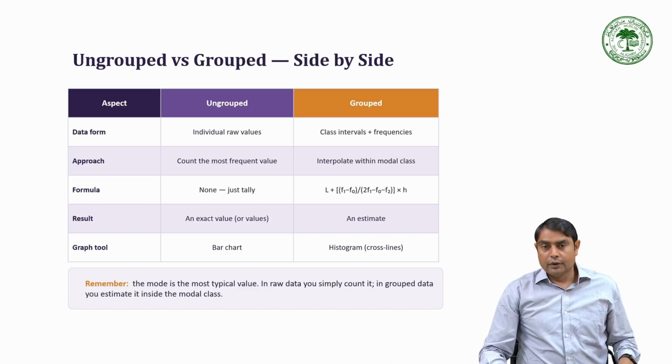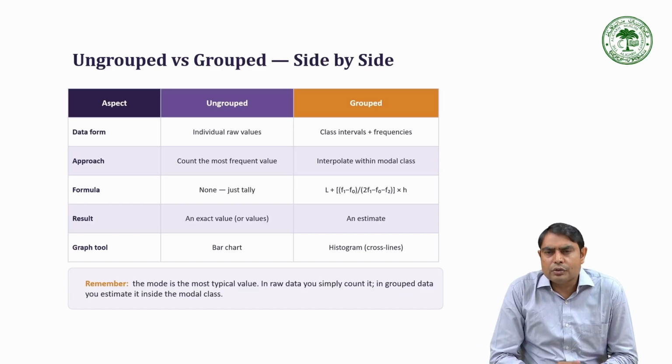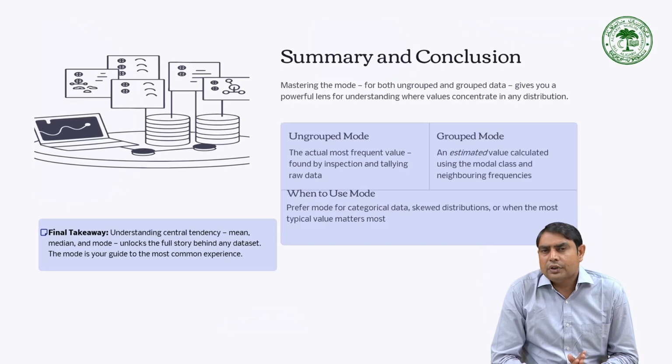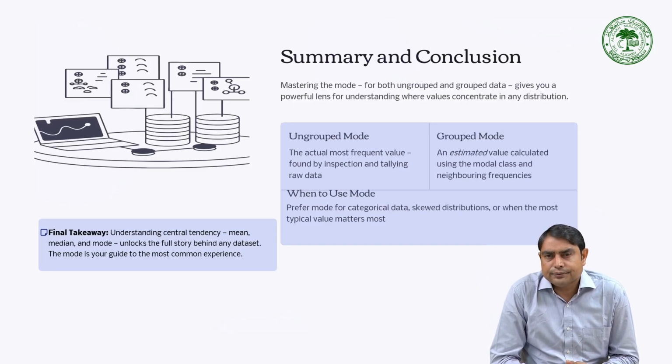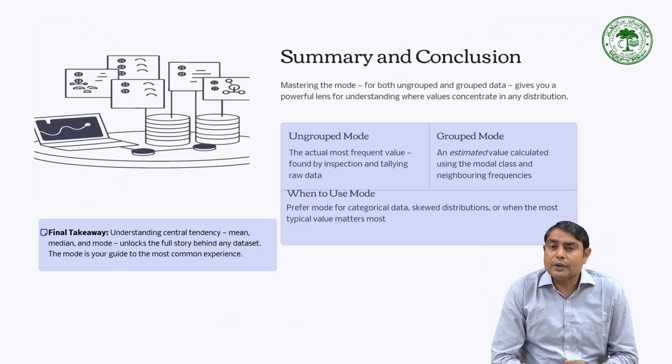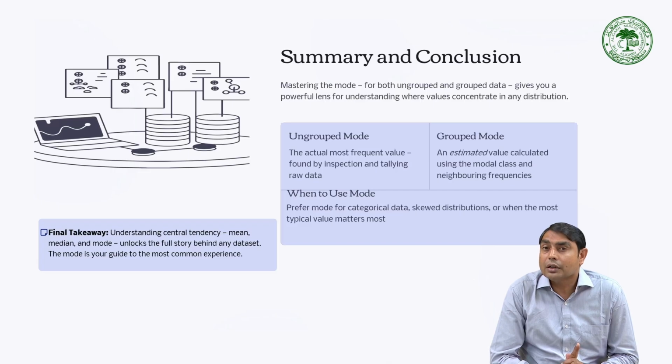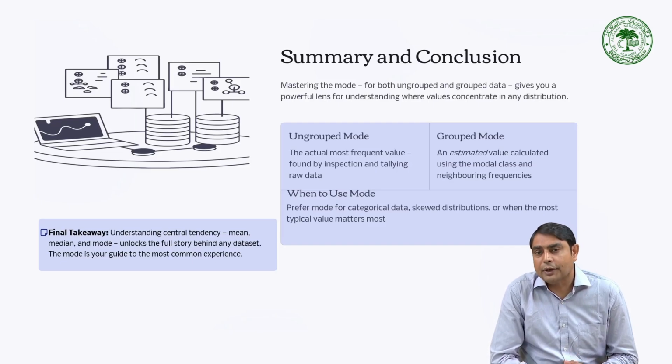Okay, so let's zoom out to when the mode is the right tool. Three quick checks. Which average works for categorical data? Mode will work, median will work, but mean will not work. So what is the first step for the grouped mode? Find the modal class and then apply the formula.